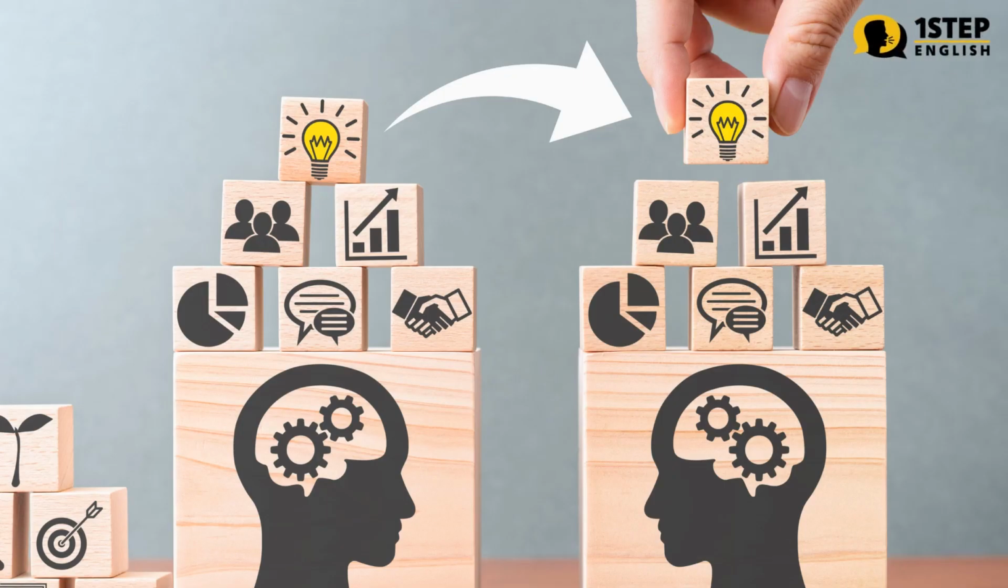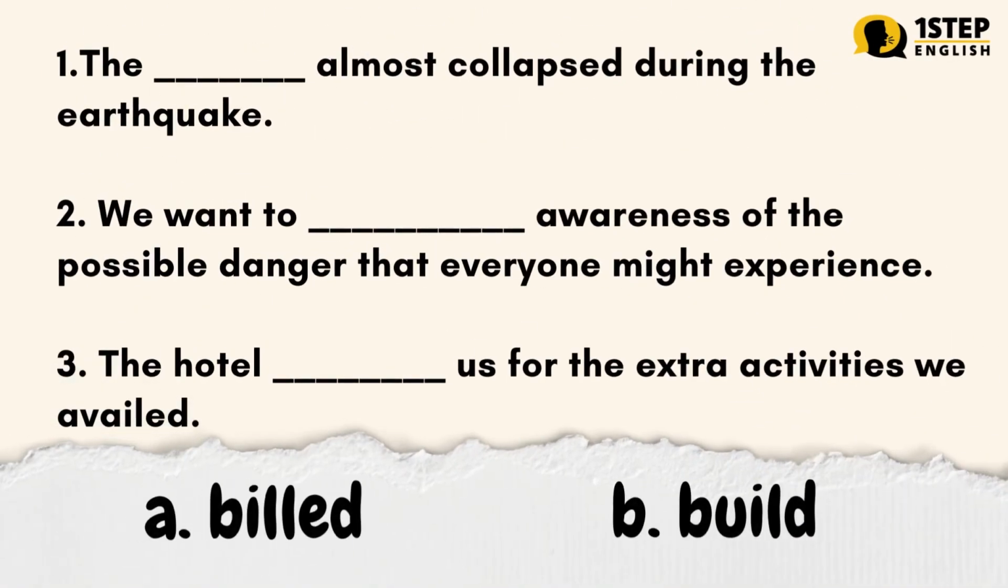Let us check your knowledge. Directions. Fill in the blanks with the appropriate word. If the word does not fit, leave the space empty. Number 1. The blank almost collapsed during the earthquake. Number 2. We want a blank awareness of the possible danger that everyone might experience. Number 3. The hotel blank us for the extra activities we avail.